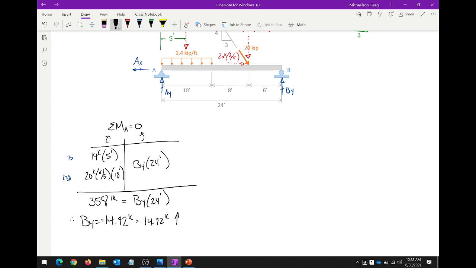14,920 pounds. So on kips, if you're a couple decimal places, that's good enough. I promise. And when you start getting into steel design and reinforced concrete design, you start to understand the conservatism that's built into the designs. So that's good enough. All right, so now we've got that.